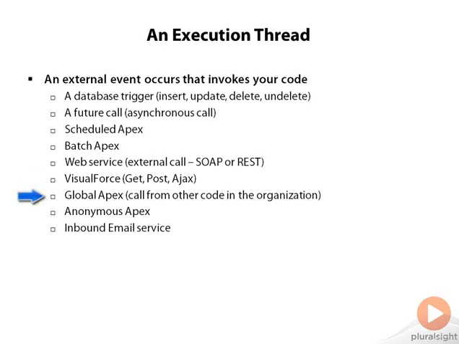Global Apex. You can expose class methods as global to an organization. This allows other applications or other code in the organization to call your code directly. Anonymous Apex. You saw this earlier when we executed code from the developer console. An inbound mail service. This is code that executes when an email is received at a specified email address. All of these represent an event on Force.com that can cause your code to start executing.